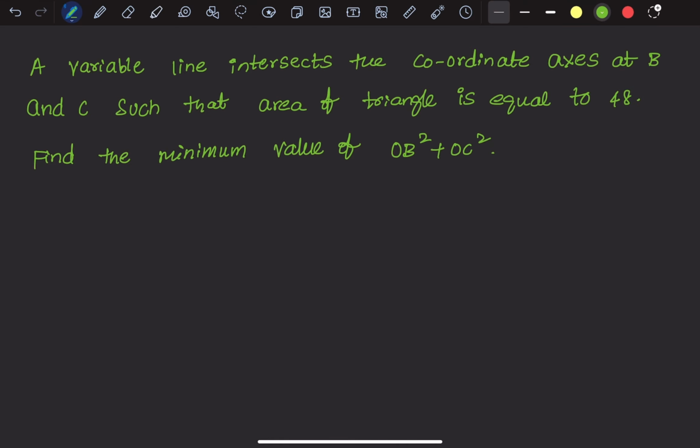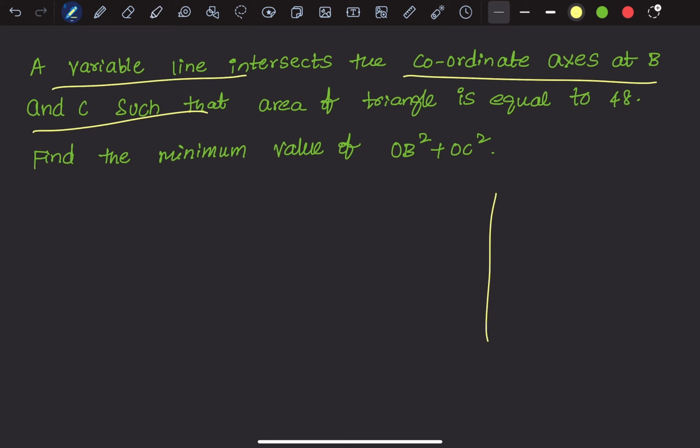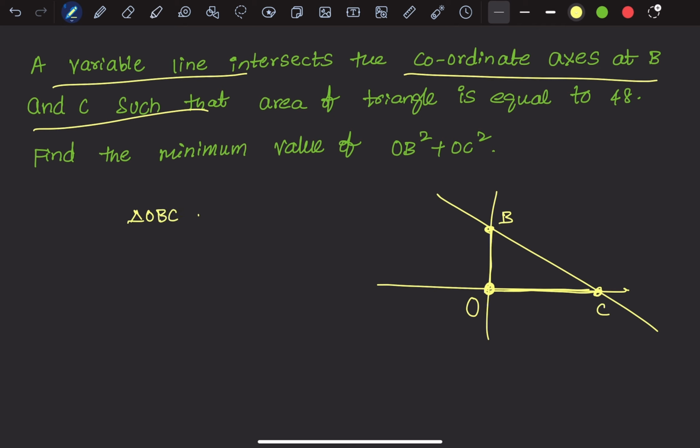So let us solve one more easy question that appeared on the test. So you have a variable line that intersects the coordinate axis at B and C. So you have the coordinate axis like this, and this line intersects the coordinate axis at B and C, and the area of the triangle is, so let us say this is O. So area of triangle OBC is equal to 48.